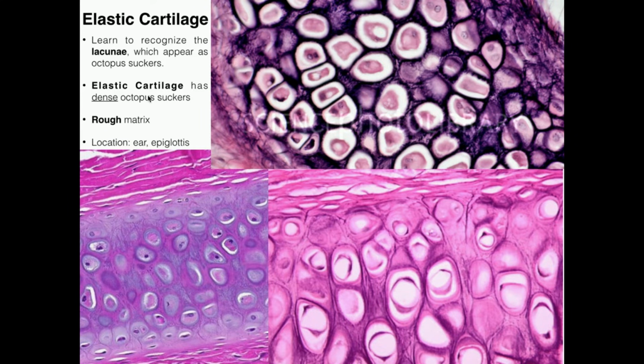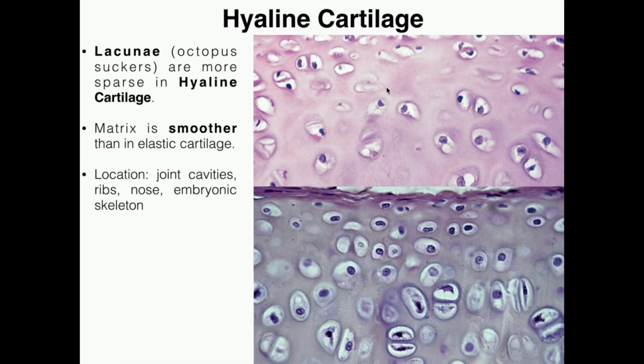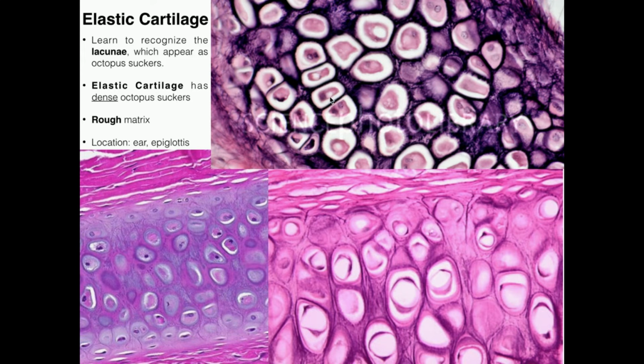Well, in terms of elastic cartilage, there's two general ways to look at it. The first way, which is not as good a way because there can be some exceptions, but in general it's usually true: in elastic cartilage, these octopus suckers, or lacunae, are much more dense and more tightly packed. If you look how tightly packed they are in this image versus the next one, hyaline cartilage, you'll definitely see that in elastic cartilage they are a lot more tightly packed, more dense.